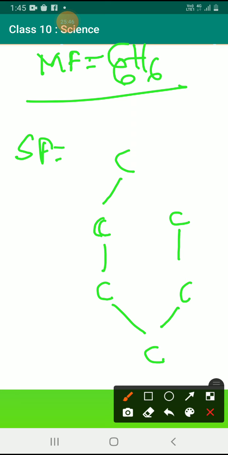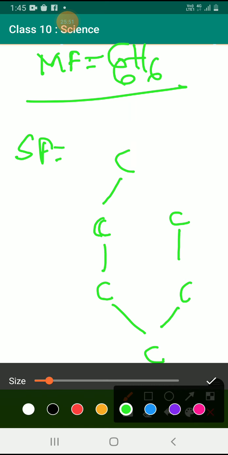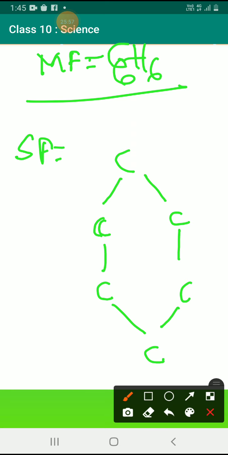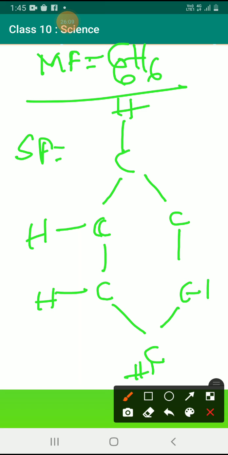After drawing the 6 C, we need to draw the H for it. So we are going to draw the H. Look at here. This is 1H. This is 2H. This is 3H. This is here down 4H. This is 5H. This is 6H.